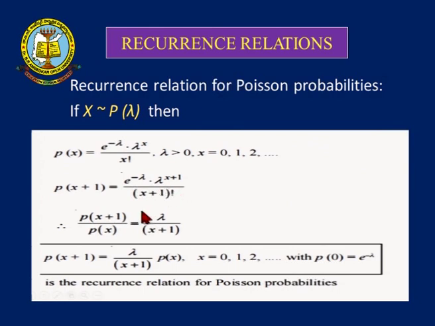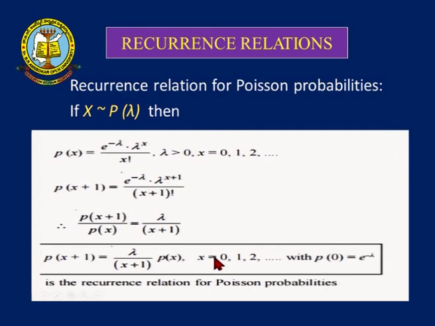Now, I can take P of x plus 1 divided by P of x. Taking the ratio between these two, that is equal to lambda by x plus 1. Then P of x plus 1 is equal to, this P comes to this side, therefore we can write P of x plus 1 is equal to lambda by x plus 1 into P of x.